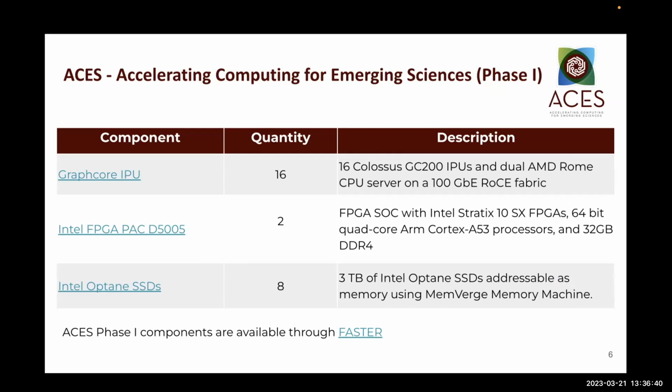Also, we have Intel FPGAs available. We have 2 of them just for testing purposes, so you can try things out if you are using FPGAs for your applications. And we also have Intel Optane SSD, which is a high performance storage system. You can use it as memory, which can greatly expand the way you do big data applications. This is the ACES system. It's currently still in the phase 1 stage of this project. For phase 2, there will be more nodes and more resources available for our users.